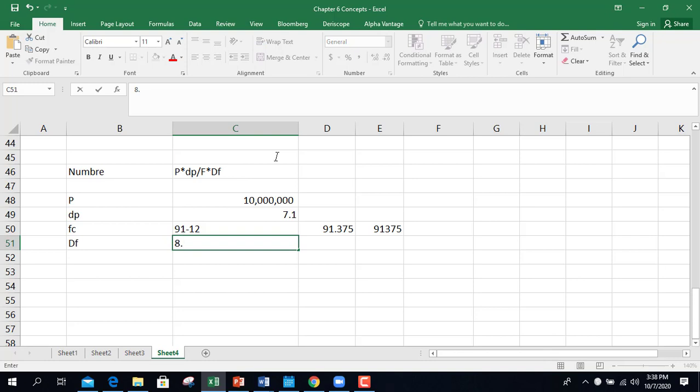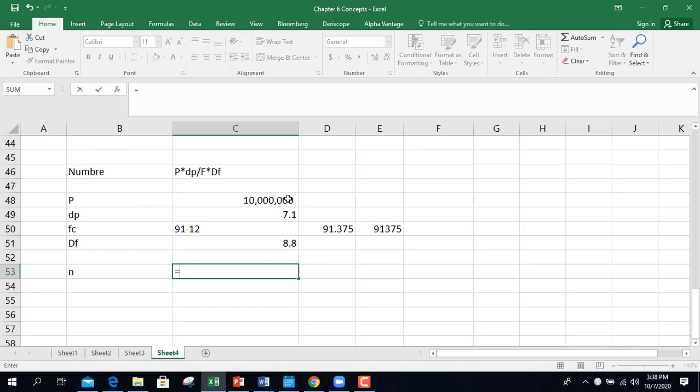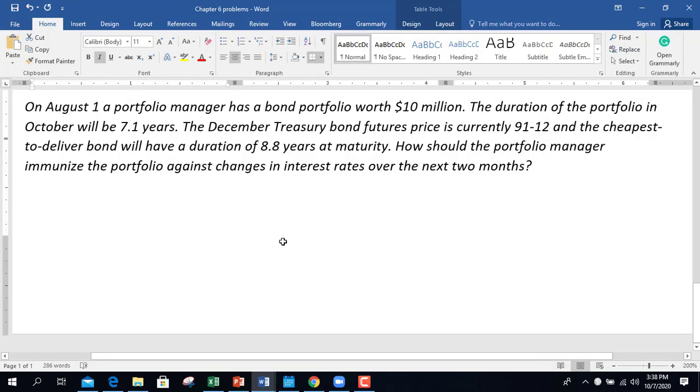So you have everything. You need to find number of contracts N, which equals size of portfolio multiplied by duration of portfolio divided by size of futures into duration of futures. So you would effectively short 88 contracts to hedge your risk.